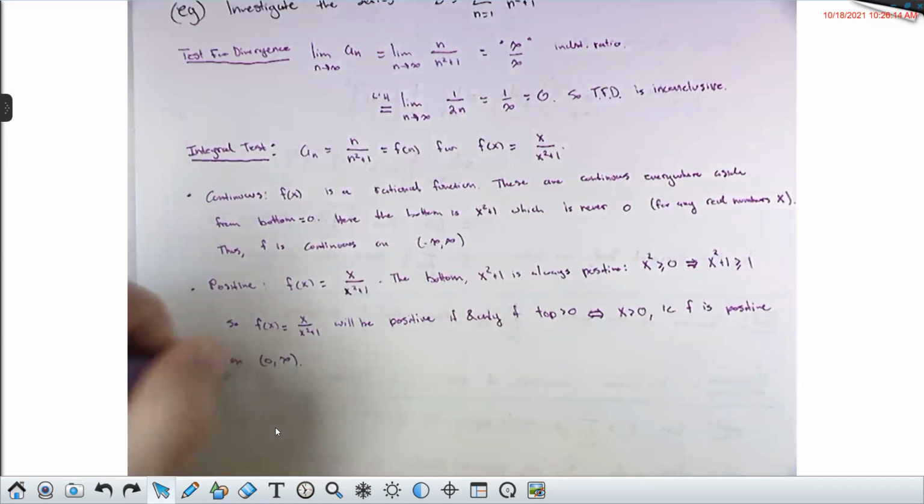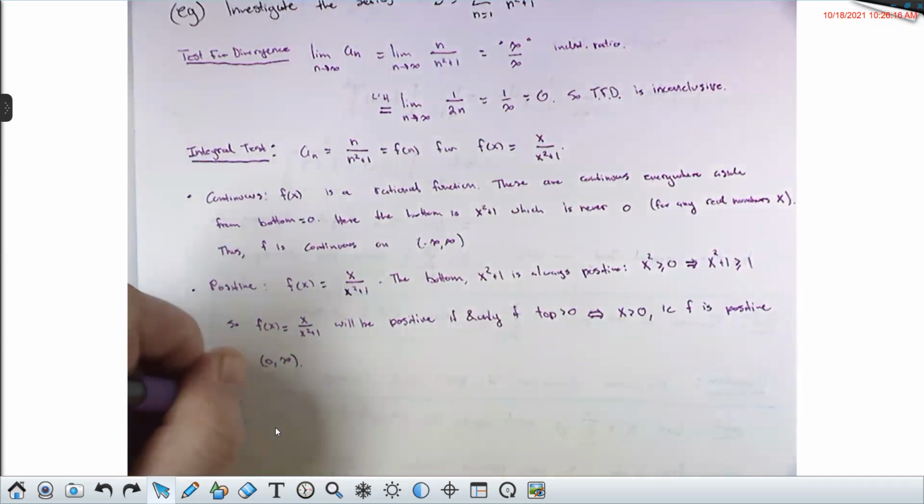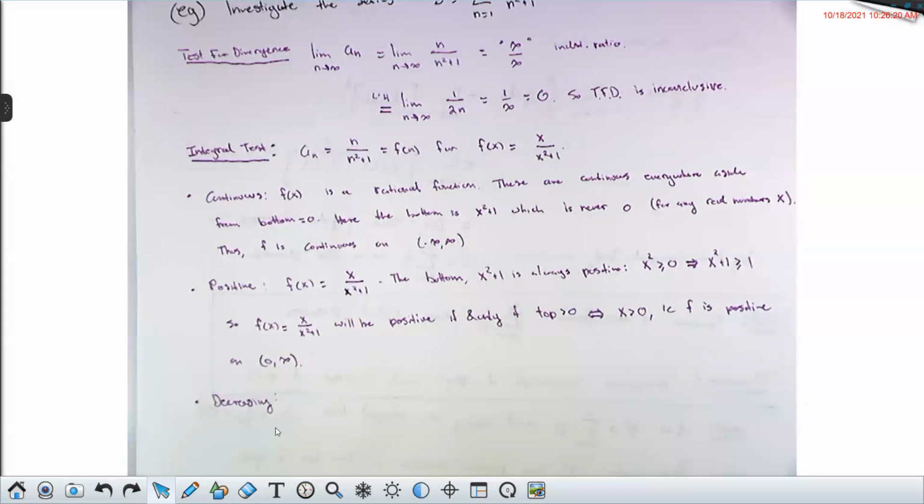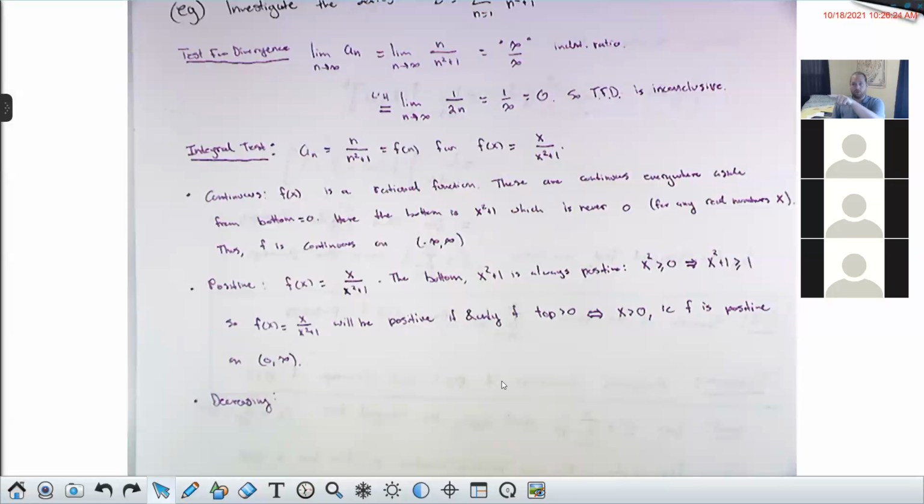Decreasing. This function is not always decreasing. The graph of this function, I'll draw it for you in the air here. The graph of this function looks like this. It's called the witch of Agnesi. It's got this kind of funky little S-curve shape, and it's got horizontal asymptote y equals 0. It approaches from above on the right and below on the left.